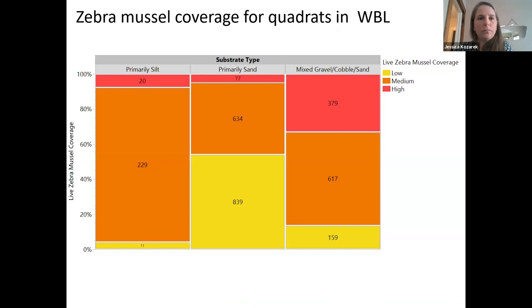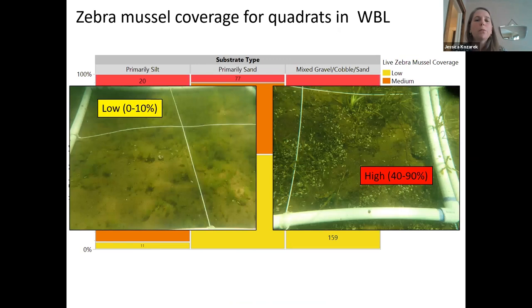Okay, so this is just showing that we were indeed able to get information. This is information that was collected by the dive team that shows that we did get a distribution of high, medium, and low zebra mussel density for various quadrats across different substrate types. And again, here what we're recording is a visual estimate of the percent coverage. So from low, 0 to 10% mussel coverage, up to high, 40 to 90% coverage by area of mussel density in two different quadrats here.